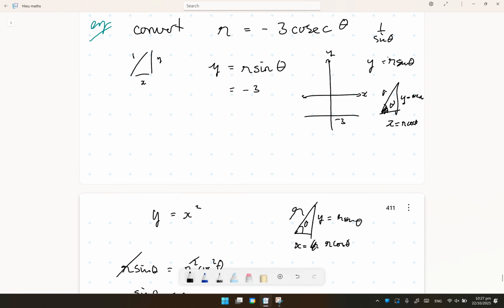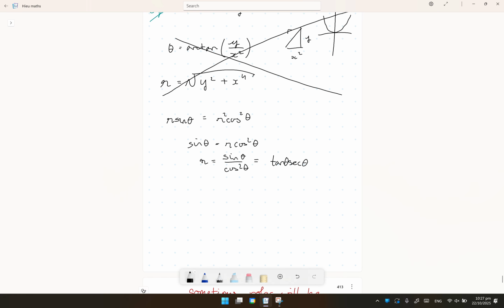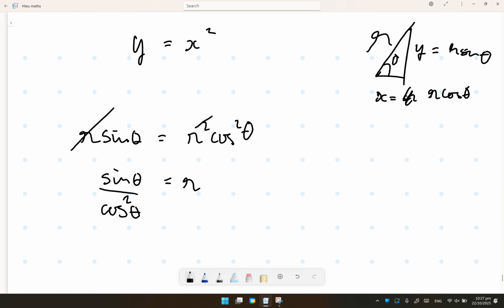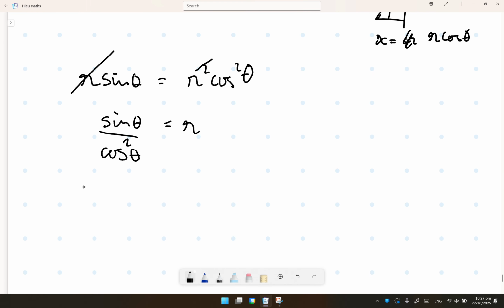Actually, yeah, I believe that is the function. No, that's my bad, it's cos squared theta. And what this is, it's going to be tan theta multiplied by sec theta.